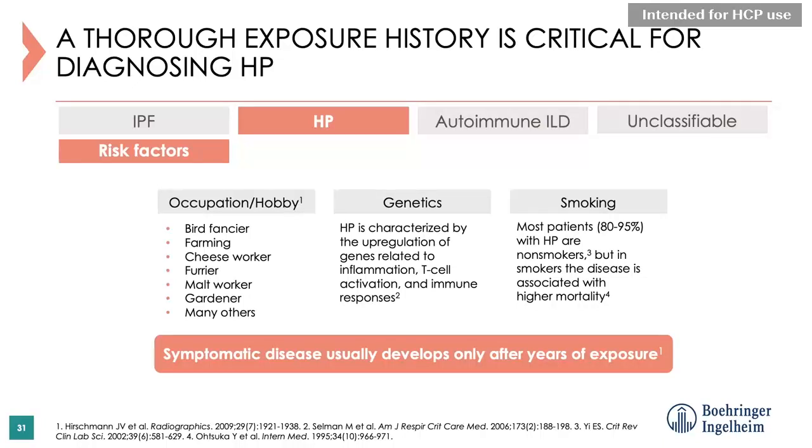Symptoms do develop usually after a few years of exposure, and so patients with HP who present acutely can have a very acute looking form of the disease, whereas those who have more long-standing lower dose exposure can have this more fibrotic chronic HP looking picture.